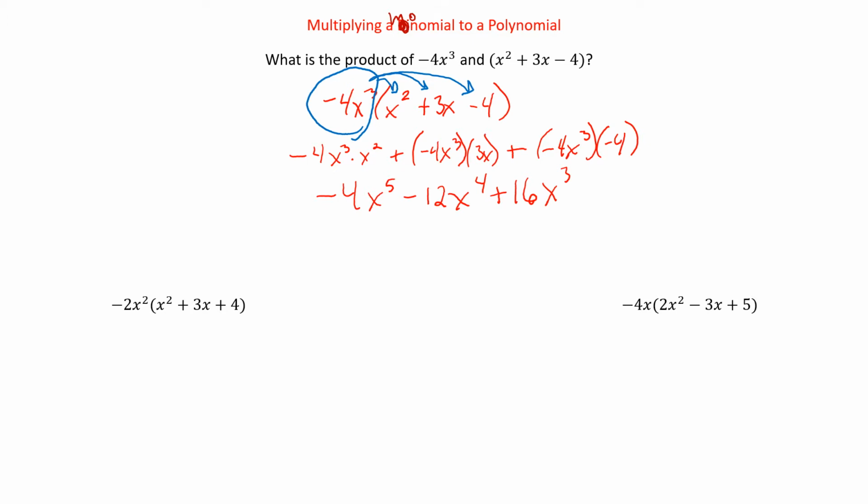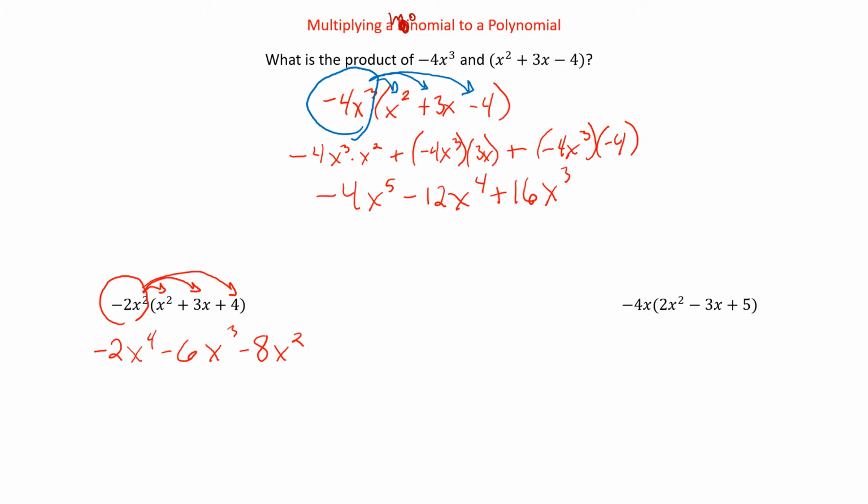All right, are we ready to look at this? We're going to take this, we're going to multiply to all of these. So we have negative 2x squared times x squared. That's negative 2x to the 4th. We have negative 2x squared times 3x. Negative 2 times 3 is negative 6. X squared times x is x cubed. Negative 2x squared times 4. Negative 2 times 4 is negative 8x squared.